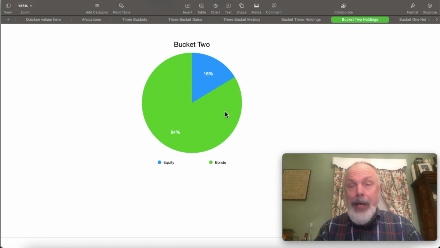The other thing I'm showing here is the equity to bond ratio of bucket 2. I have these numbers from the 3-bucket tab on this spreadsheet. Bucket 2 has 16% equity and 84% bonds. That 16% equity is largely in one holding, the Wellesley Income Fund, which includes both equity and bonds.